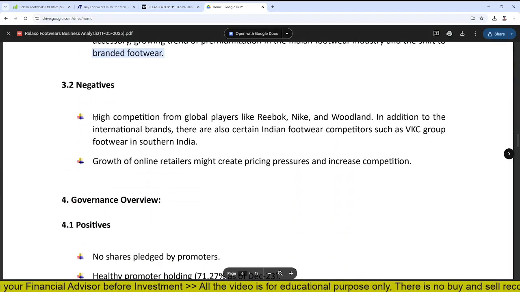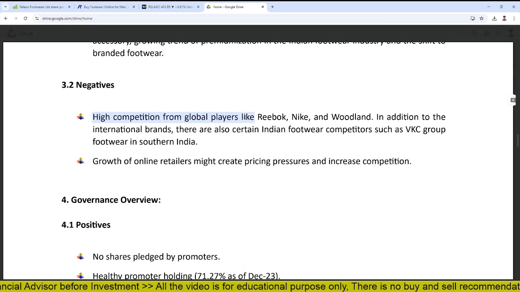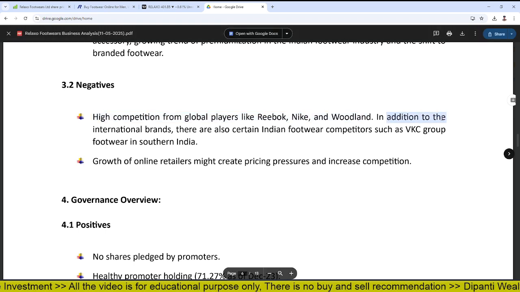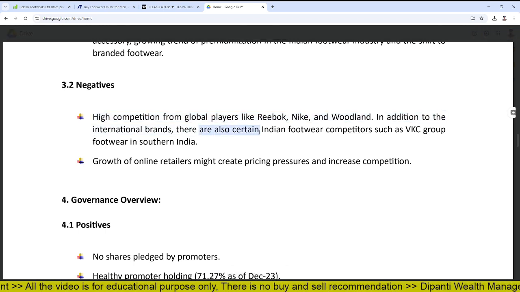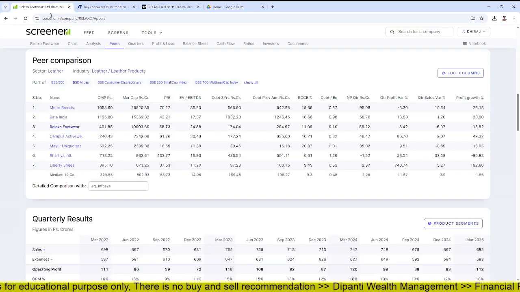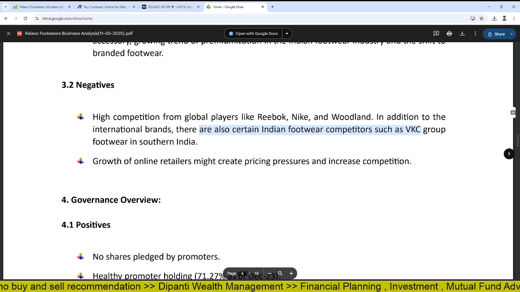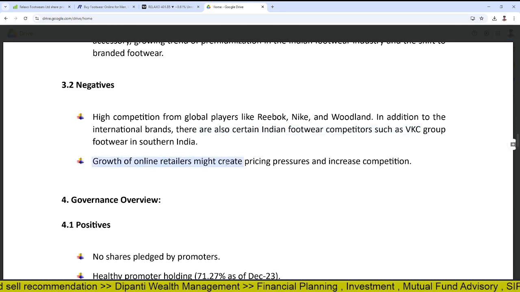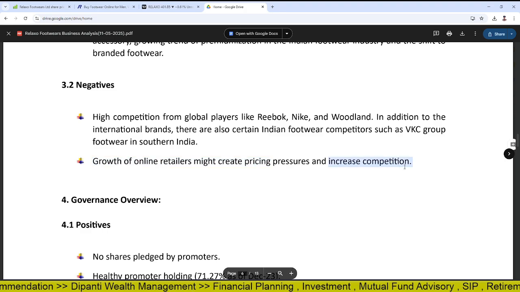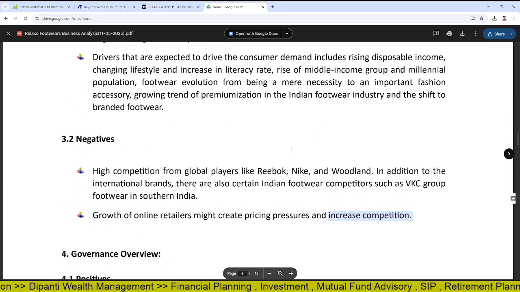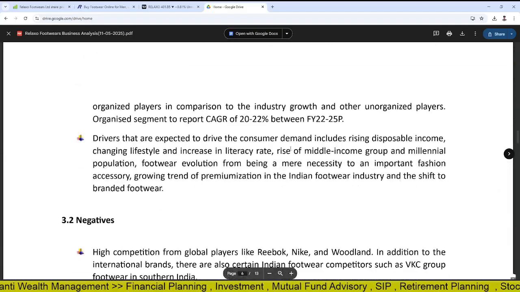Now the negative side is high competition from global players like Reebok, Nike, Woodland, Adidas. In addition to international brands, there are also certain Indian footwear competitors such as VKC Group Footwear in southern India and also other players like Bata India, Campus, Mayur, Metro Brands and so on. So these are the competitors. Growth of online retailers might create pricing pressure and increase competition. So these are the negative points for the industry.